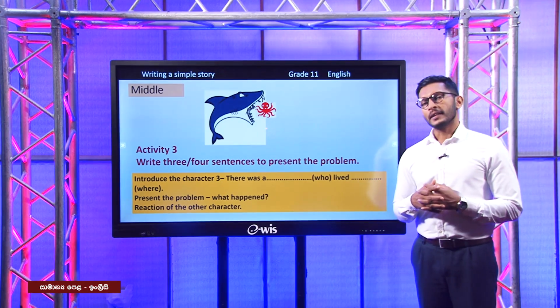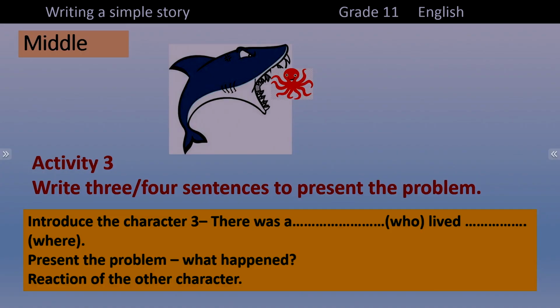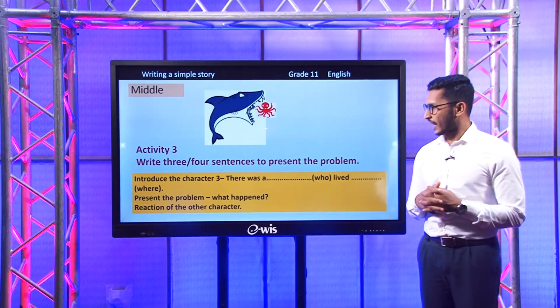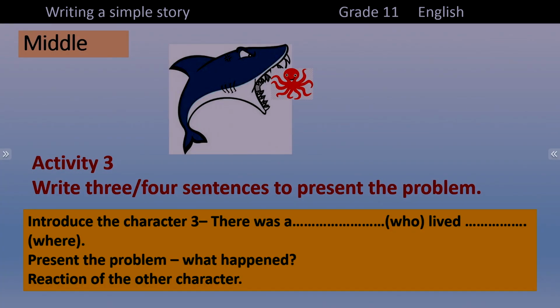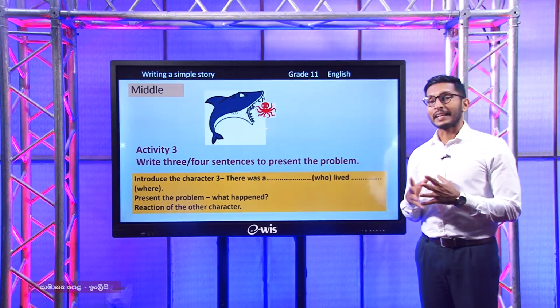Now, can you remember, in the middle part of the story, we present the problem. So, this picture shows you the problem that the octopus faces. It's a shark attack. We are going to introduce the third character here, that is the shark. So, I can say, there was a shark, lived where? Lived in the ocean. Then we are going to present the problem. What happened? And then when there's a problem, the victim has a reaction as well. So, we are going to include what reaction the octopus had.